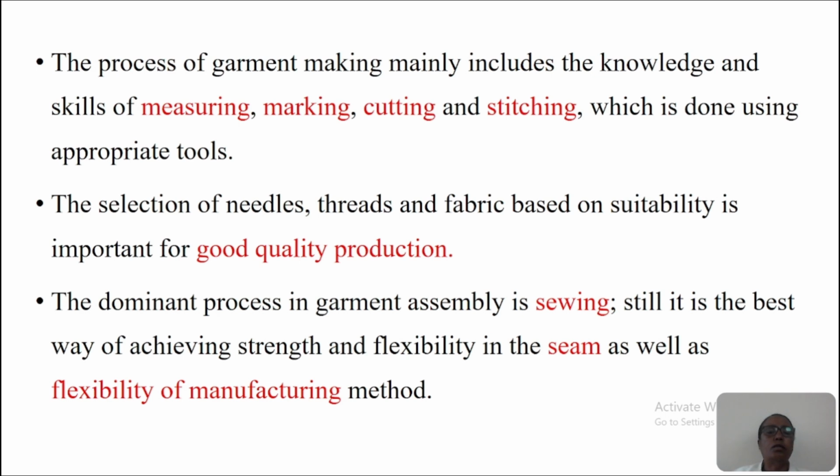Good quality production is produced with appropriate selection of needle, thread, and fabric. At the time of sewing, the sewer should select a suitable needle, thread, and fabric. So this is important to produce good quality production.